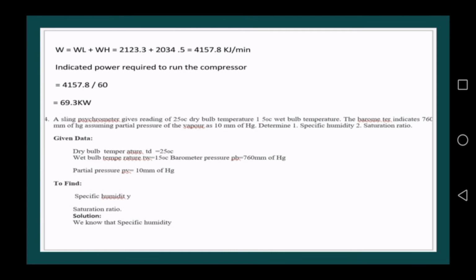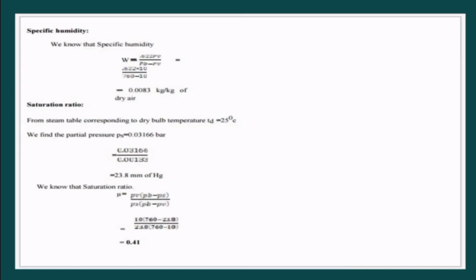Solution: we know that specific humidity W is equal to 0.622 PV over PB minus PV. Substitute the values: 0.622 times 10 all over 760 minus 10. The specific humidity is equal to 0.0083 kilogram per kilogram of dry air.